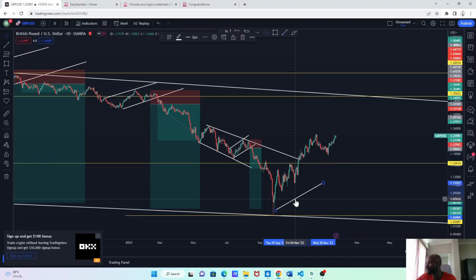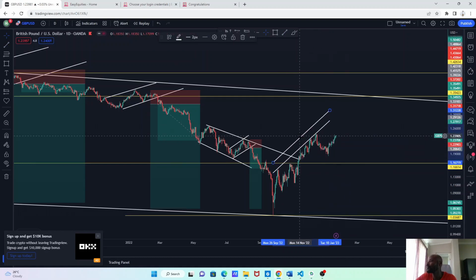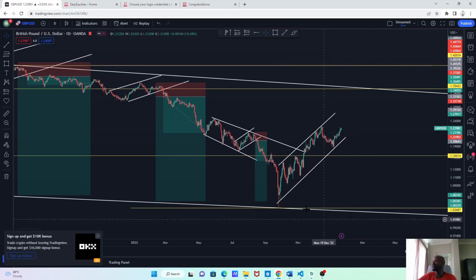Let's connect that. Let's see that the market is forming something here. Okay, so the market now is in a downtrend. It seems like the pound is gaining strength. Same thing, you look at what the market is showing you, and then you follow that.